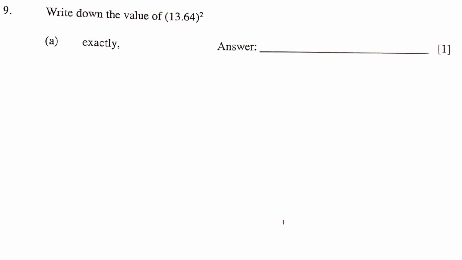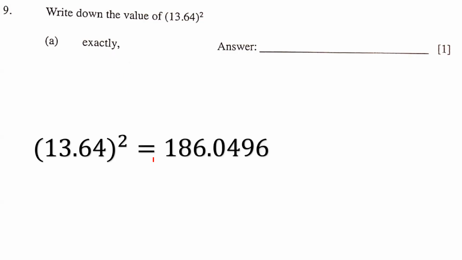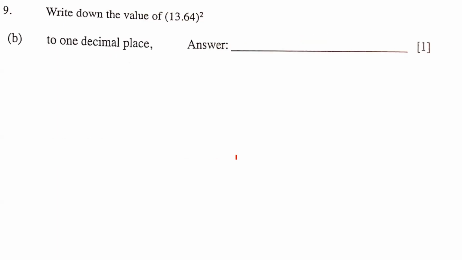Okay, moving right along, we have question number 9. It says, write down the value of 13.64 raised to the second power, 13.64 squared exactly. So if you go in your calculator and you evaluate this numerical term, it'll just be 186.0496. And so that is 13.64 squared written exactly. And that's the answer. Now let's move on to question B.